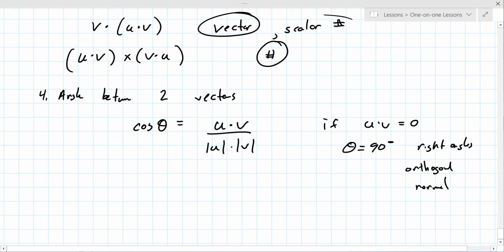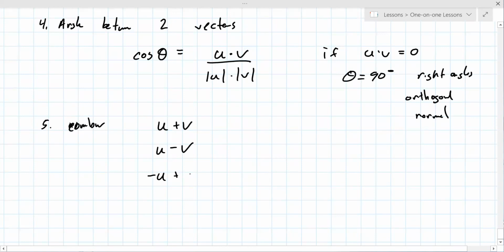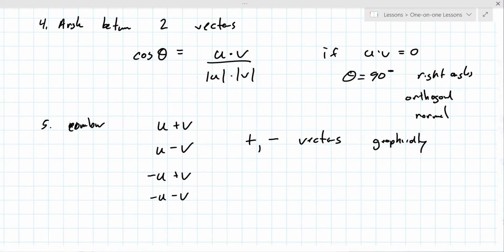Okay. So then I mentioned all these things that you could do with vectors. You can add, you can combine vectors. So u plus v, u minus v, minus u plus v, minus u minus v. You can add and subtract vectors graphically. So you somehow want to get that consolidated. Like, forwards, backwards, adding, subtracting, and so on for that.